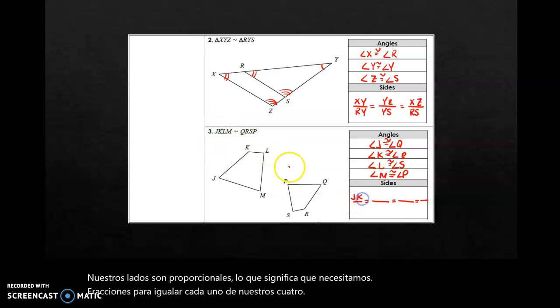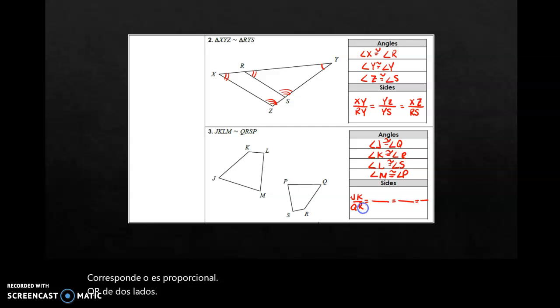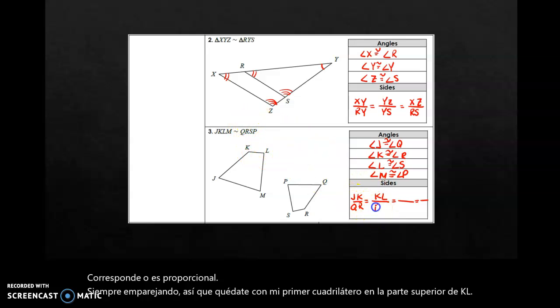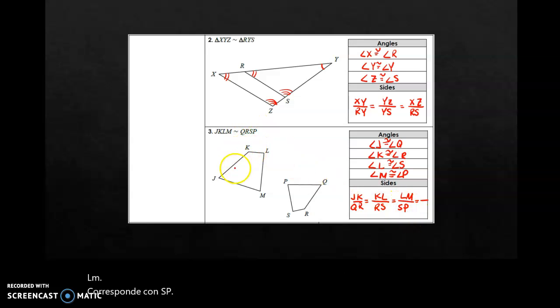The first one we'll call JK, corresponds or is proportional to side QR. Always matching up, so I'm sticking with my first quadrilateral on top. KL corresponds with RS, LM corresponds with SP, and JM corresponds with QP. So this is something that would be a very typical question that you might see on your quiz on Friday, for example.